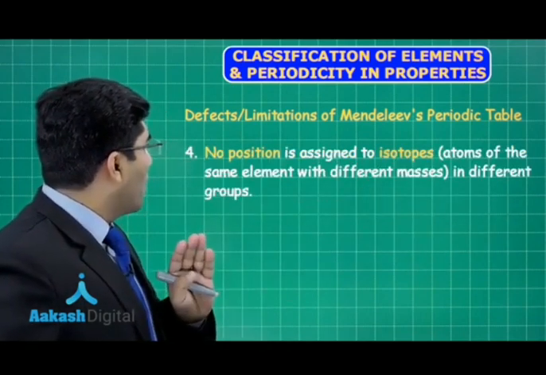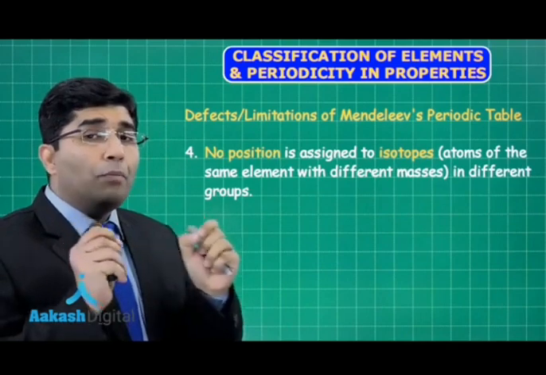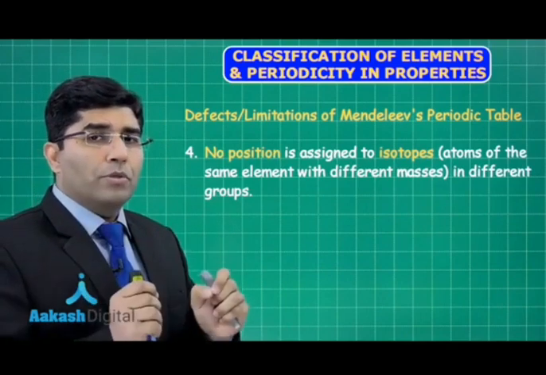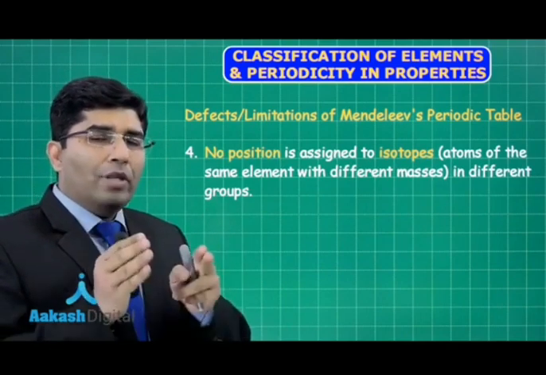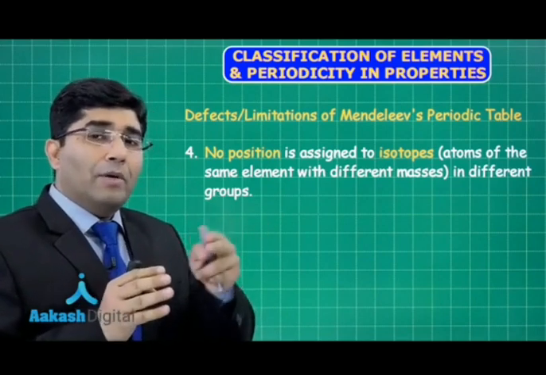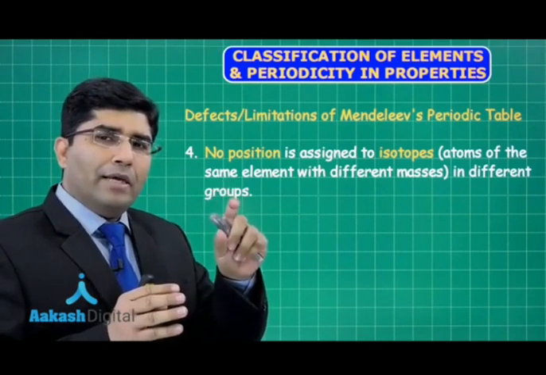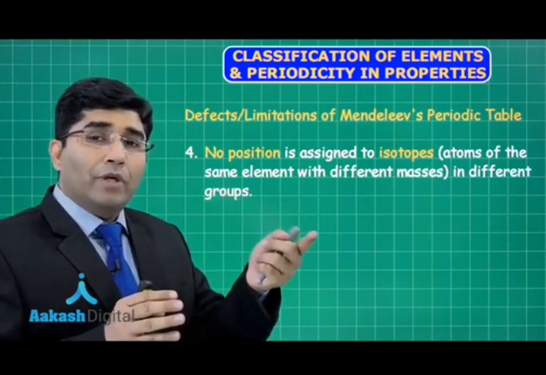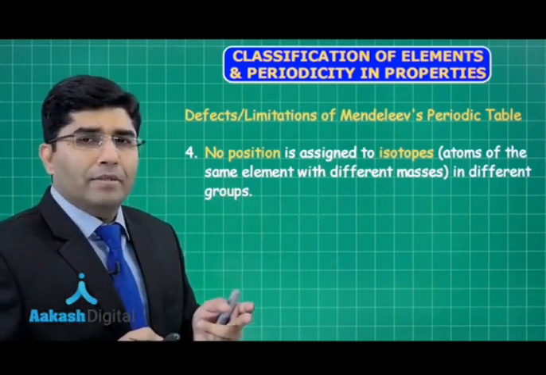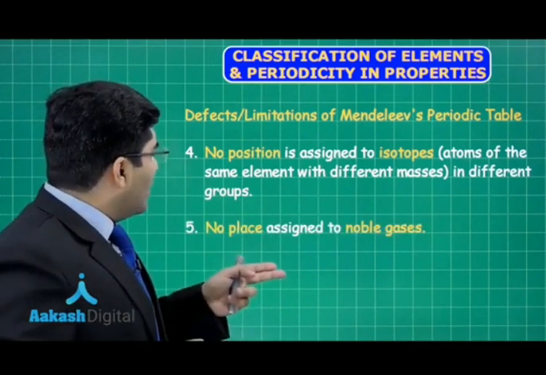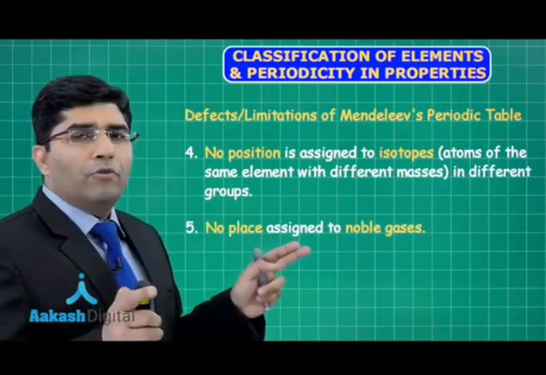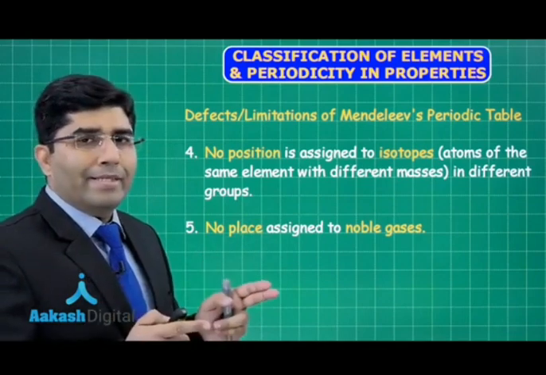Now, there was no place for isotopes. We know that there are isotopes like carbon-12 and carbon-14. So carbon-12 was placed there. For carbon-14, there was no place. The last point is there was no place for noble gases.